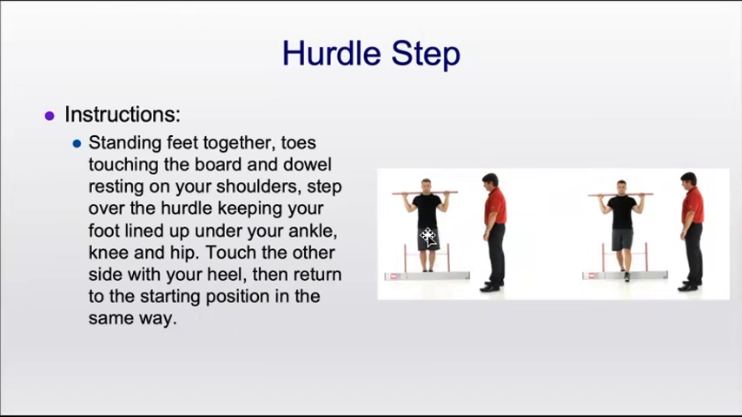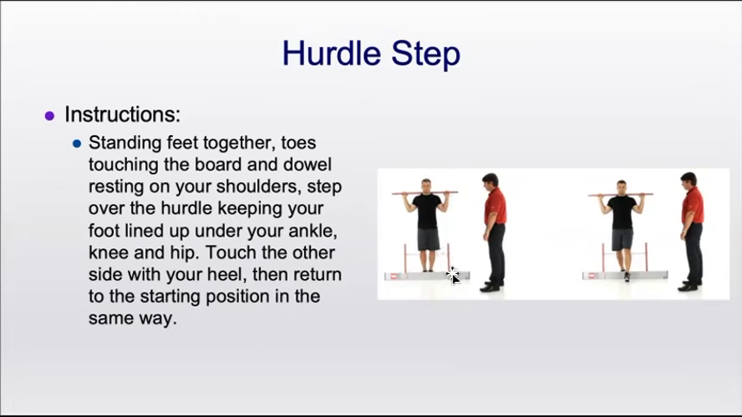The individual is going to stand with their feet touching the testing kit. Okay. The dowel stays across their back as if in a squatting position. And what the individual is going to do is they're going to lift their foot straight up and over the hurdle, touch their heel on the opposite side, and then bring it back onto their side of the hurdle.